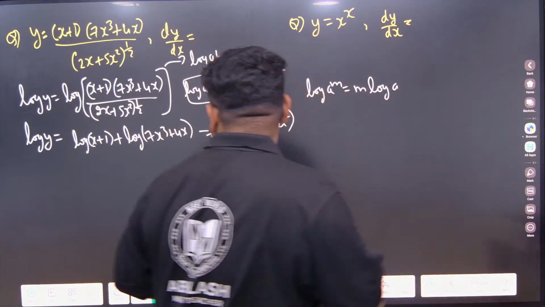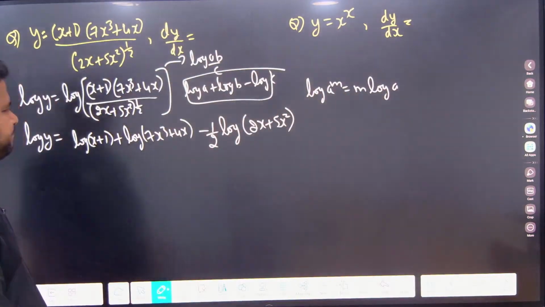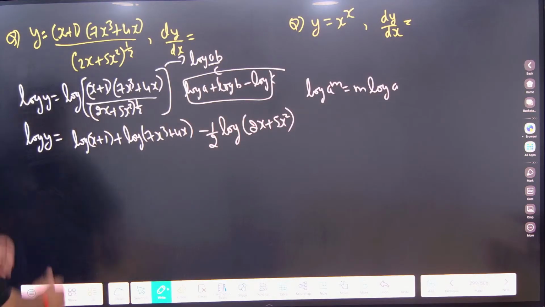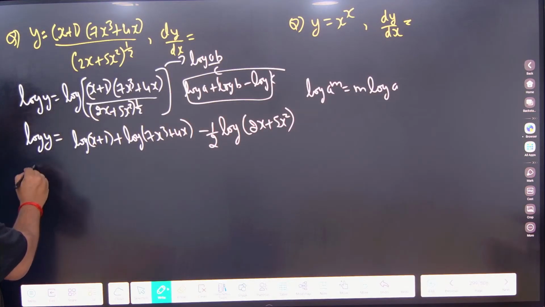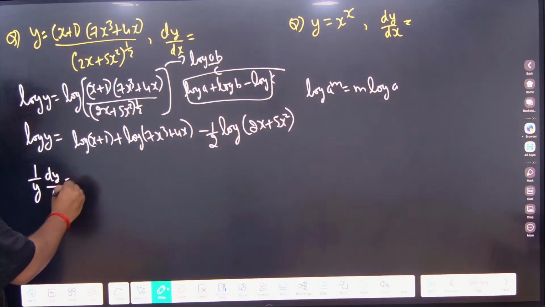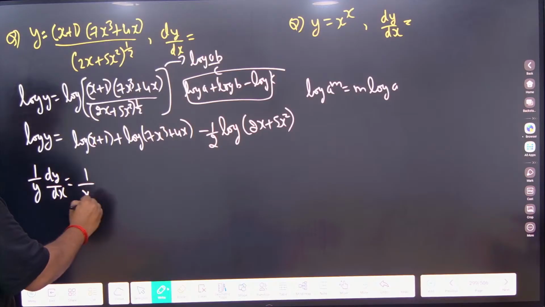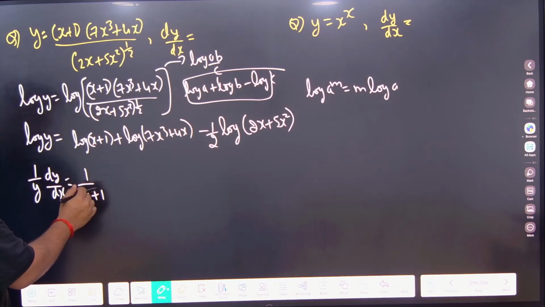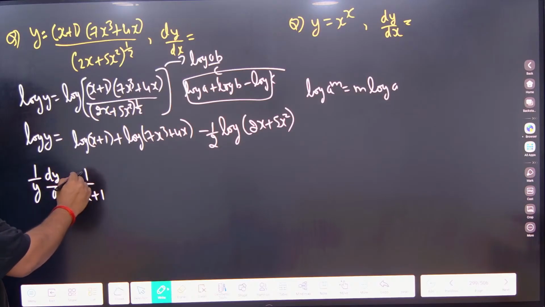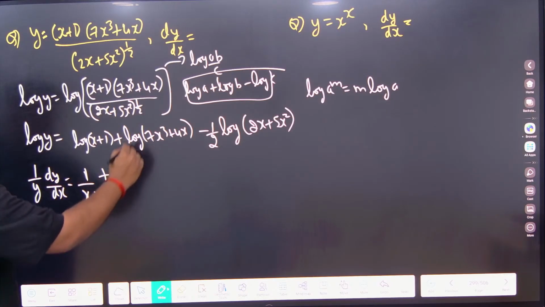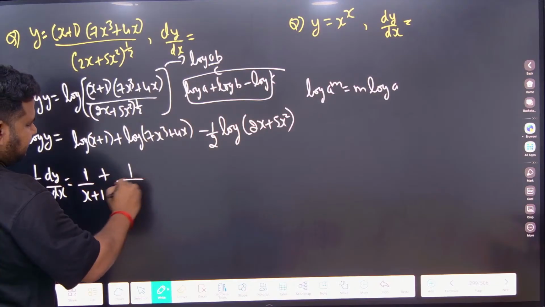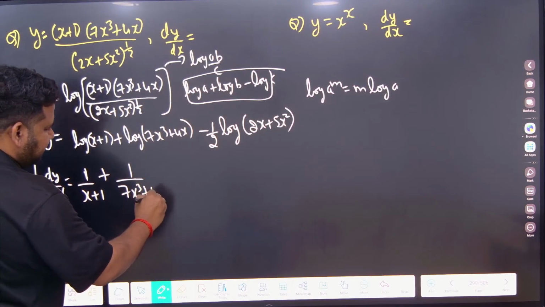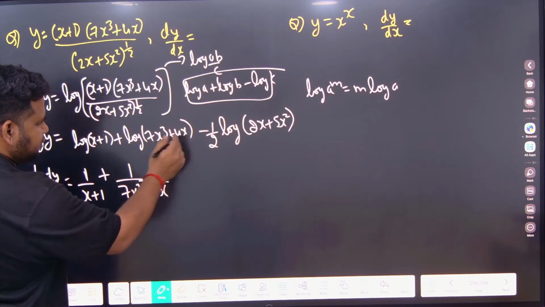Next step, see here. So we got it in terms of log. Now let us differentiate with respect to x. So log y, differentiation is 1 by y into dy by dx, is equal to log of something is 1 by (x plus 1), and the derivative of x plus 1 is 1, because derivative of x is 1, derivative of 1 is 0. Plus derivative of log of this is 1 by (7x cube plus 4x), but whatever is inside that also should be differentiated.